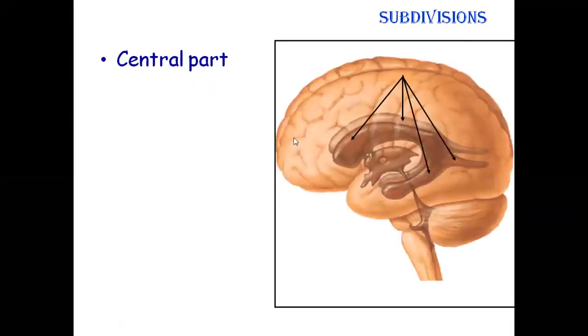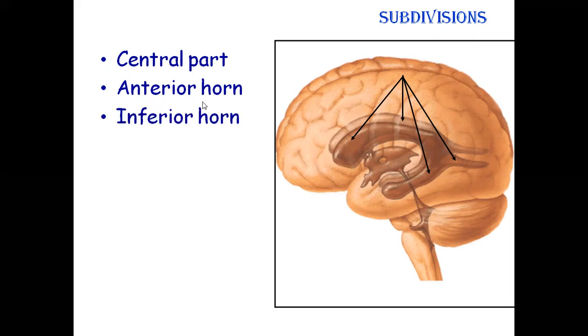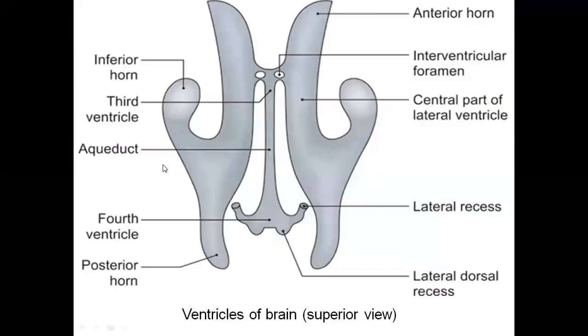Now, what are the various parts we have? So this arrow is indicating central part. The front arrow into the frontal lobe is called as anterior horn. In some books, it is given as frontal horn also. This is posterior horn, which is going into occipital lobe. You can also call it occipital horn. This is inferior horn, which is going into the temporal lobe. Okay. Then, of course, the central part.